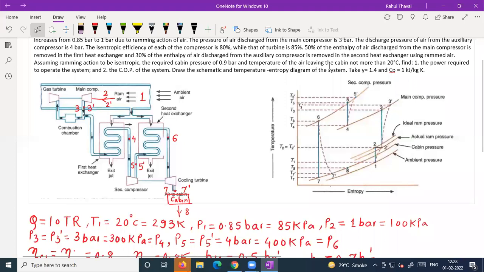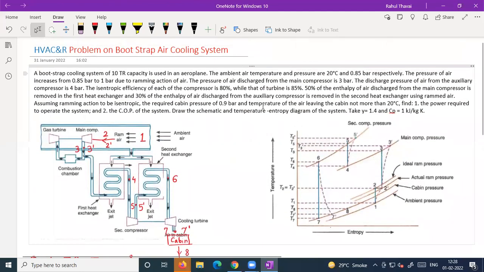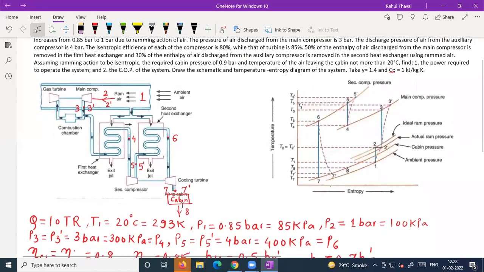Next, the temperature of the air leaving the cabin should not be more than 20 degrees Celsius. So what is the maximum temperature leaving the cabin? The temperature leaving the cabin is at point 8, indicated by T8, and it should not be greater than 20 degrees Celsius, that is 293 Kelvin. At point number 8 the air is leaving the cabin, and at that point we want the temperature to be equal to 20 degrees Celsius.